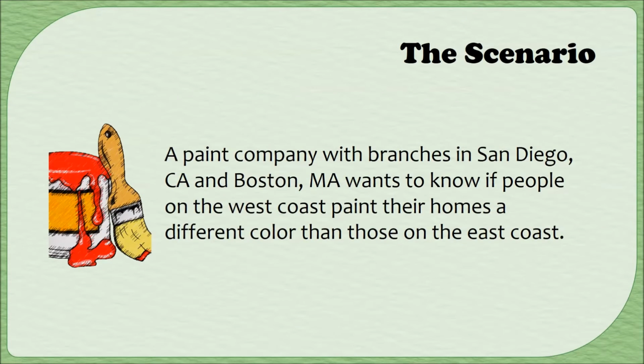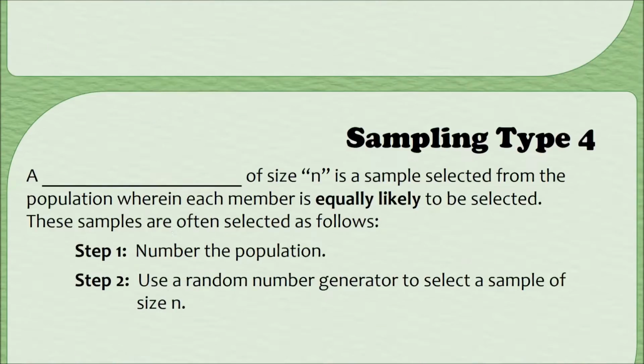Also to review, for each of our sampling techniques, we are going to be pretending to be a paint company that has branches in San Diego, California and Boston, Massachusetts. And we're interested in knowing if people on the West Coast paint their homes a different color than people on the East Coast. So we're going to find some different sampling techniques so that we can investigate this question further.